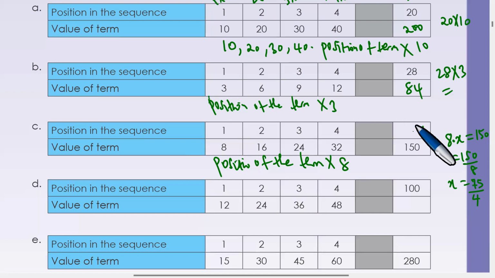is 75 over 4. To check this, you take 75 over 4 and multiply by 8. 4 goes how many times into 8? 2 times. What is 2 times 75? 150. So that must be exactly right.